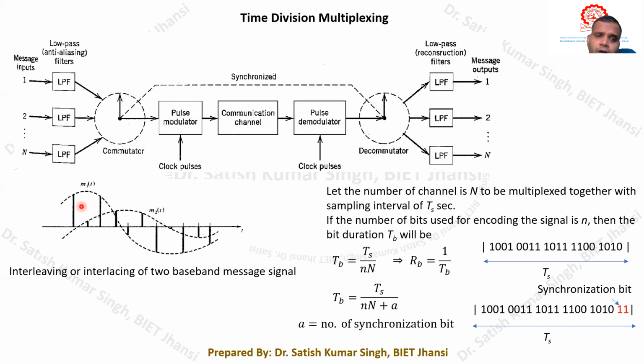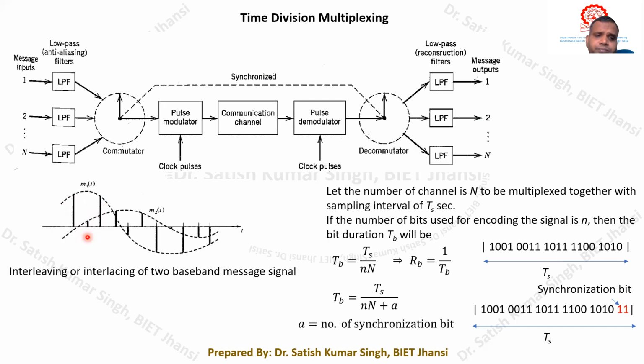So what we thought is, if the samples of some other message signal can be interleaved or interlaced in between these two samples, then we can obviously save time and bandwidth in the transmission of the message signals. So in between these two samples, we can have the sample of some other message signal M2 also.